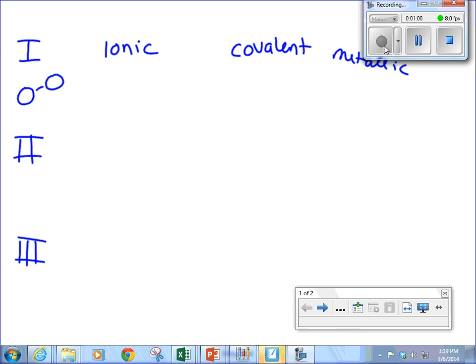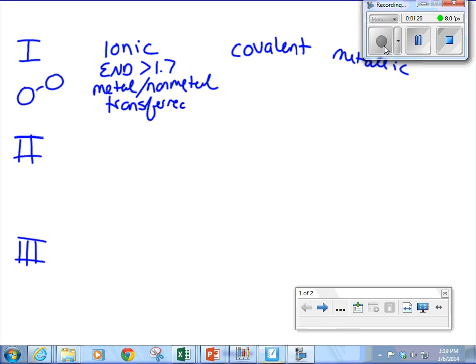Okay? Ionic bonds have an electronegativity difference of greater than 1.7, usually a metal and a non-metal. Electrons are not shared, they are transferred or stolen. Form ions here, you've got positive and negative ions. So in an ionic bond, you have a full plus and a full minus. They stick together in a crystal structure.